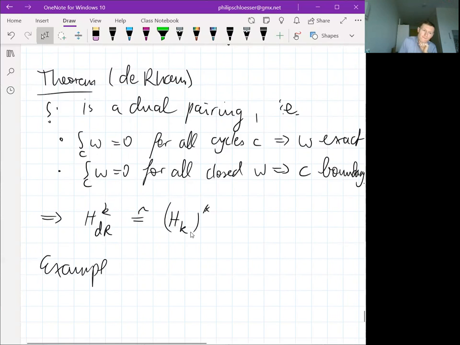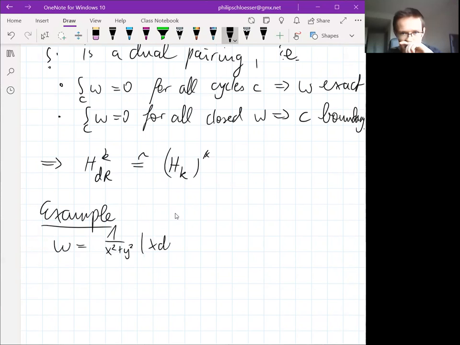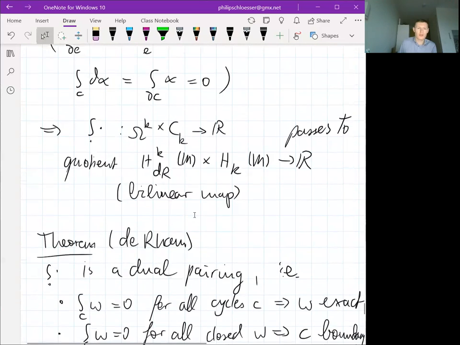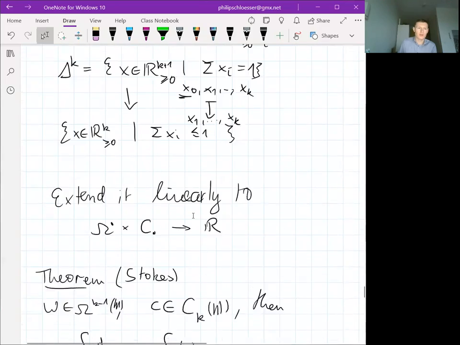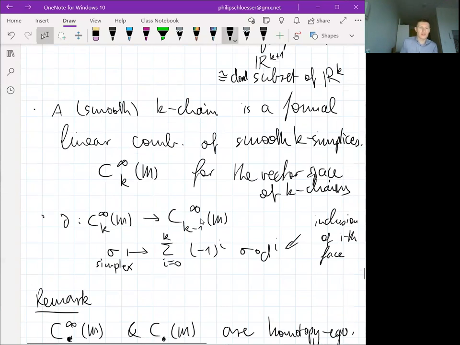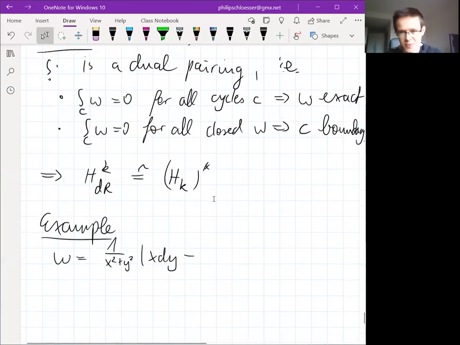So how exactly do we know that our form omega is equal to 1 over x squared plus y squared? Can you maybe recall what C boundary means again? Where did you define it? C is equal to this partial applied to something. Ah, okay. Thanks. Yeah.